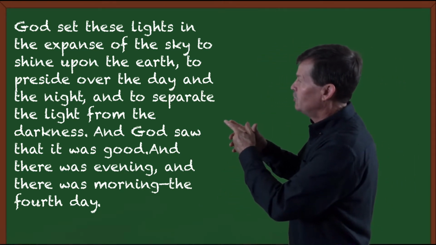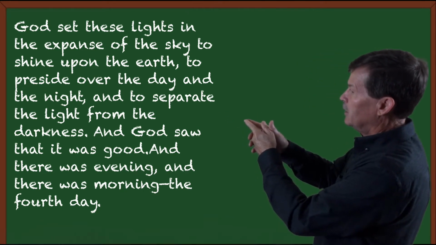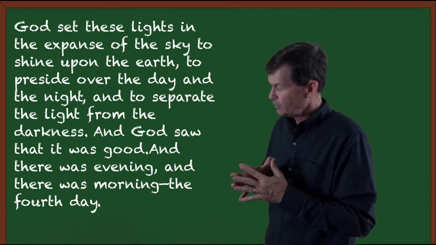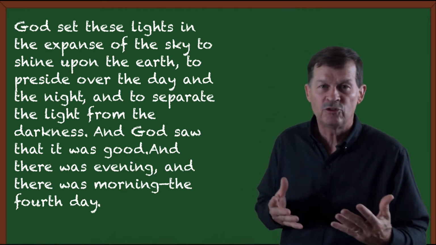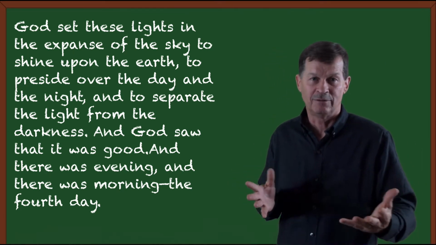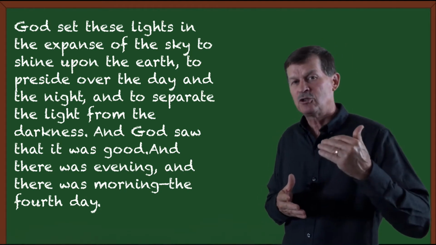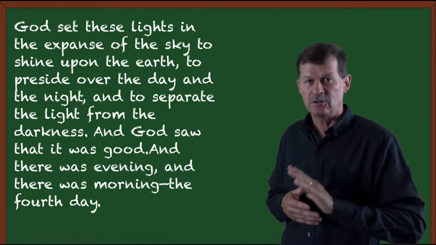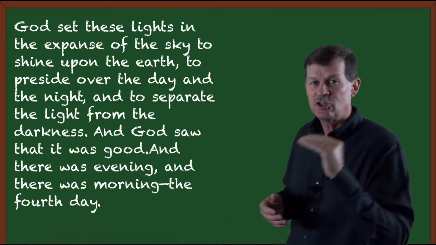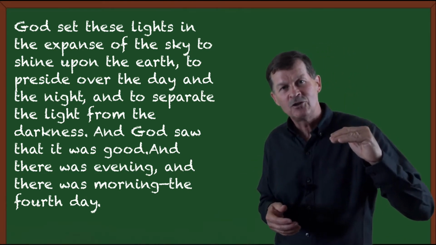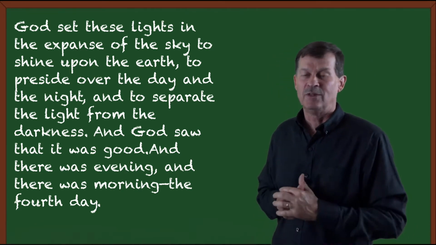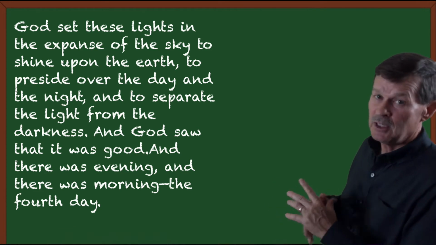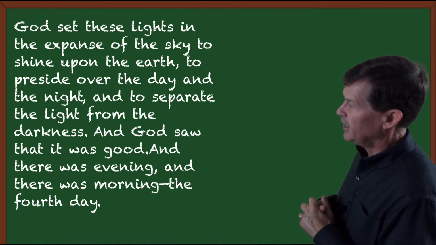Now you'll notice too, there was evening, there was morning, the fourth day. The Hebrews start their day in the evening. And so their change from Monday to Tuesday does not happen at midnight, but theirs changes at sunset. And so then it changes to the next day. So that's why in the verses you'll notice, and there was evening and there was morning, the fourth day.